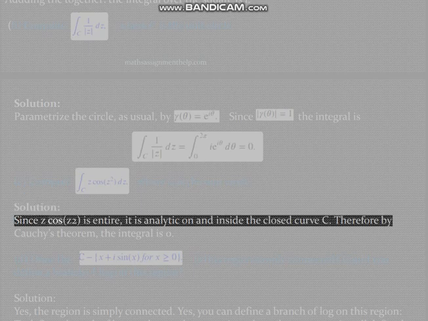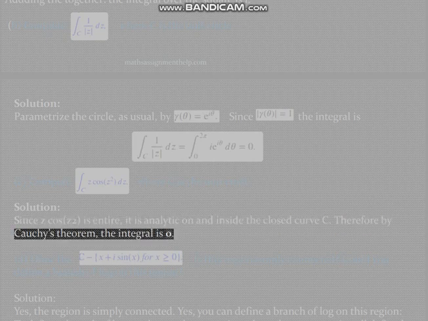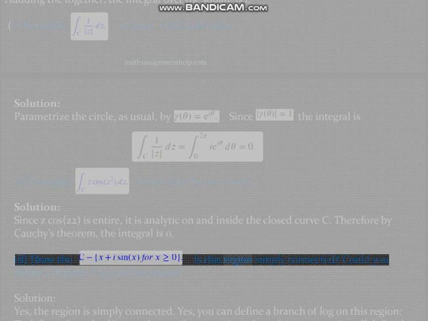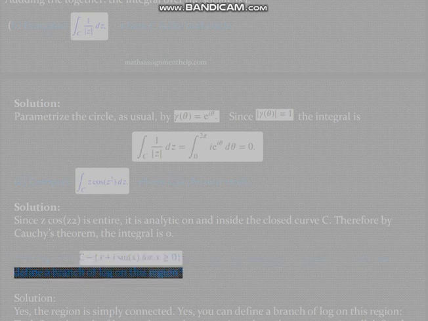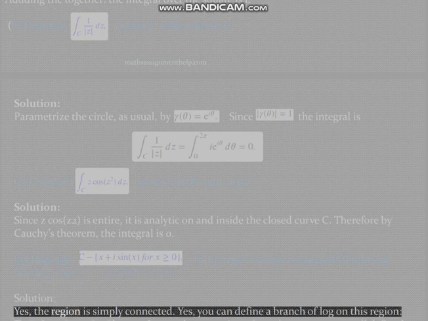Solution: since z cos z^2 is entire, it is analytic on and inside the closed curve C. Therefore, by Cauchy's theorem, the integral is 0. D. Draw the region. Is this region simply connected? Could you define a branch of log on this region? Solution: yes, the region is simply connected. Yes, you can define a branch of log on this region.